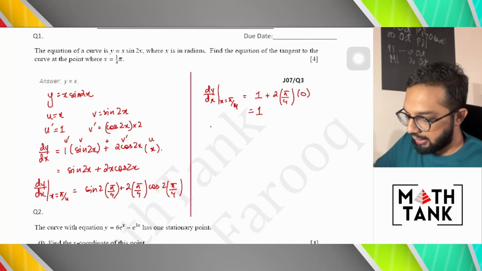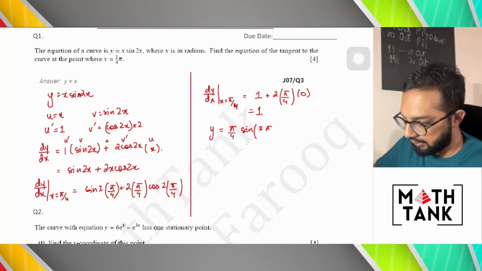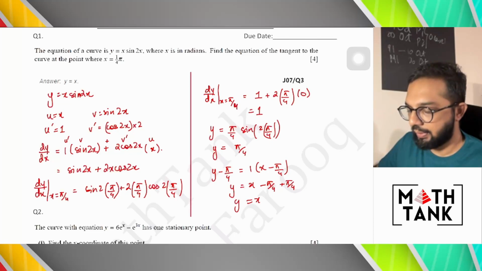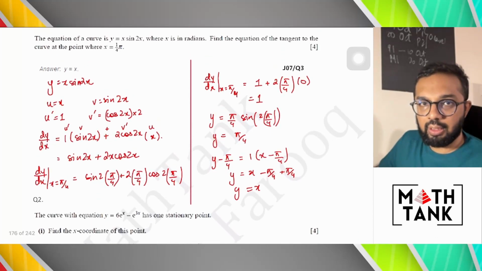I have the x coordinate. Can I quickly find out the y coordinate? Pi over 4 times sin of 2 times pi over 4. So that gives me y as pi over 4. So y minus y1 equals m times x minus x1. That gives me y equals x minus pi over 4 plus pi over 4, which gives me y equals x. That is the first question.